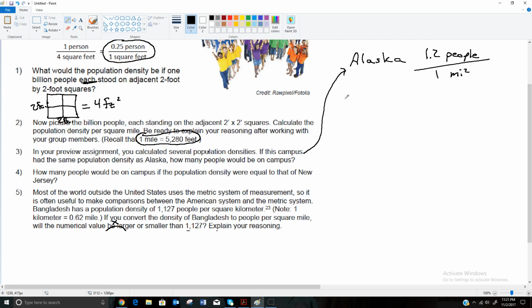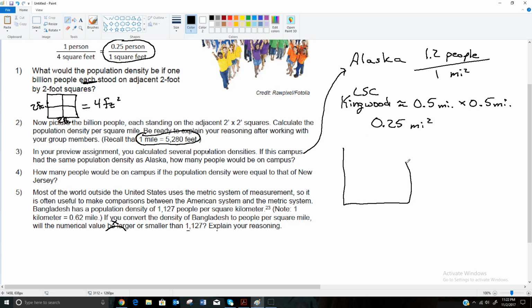So Lone Star Kingwood, just from a rough estimate, is about a half a mile by a half a mile. That's a very rough estimate, but I did go look at a map to kind of figure that out. Now, if you have a half mile by a half mile, 0.5 times 0.5 is 0.25 square miles. Again, if you think of that, here's a square mile.